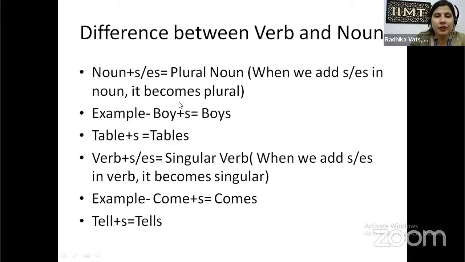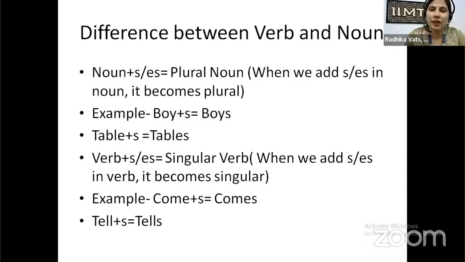Now you can see the example in front of you. Look, boy, we know that it's a noun. When we added s here, what did it become? It became boys. So boy is singular and boys is plural. Same happened with table. We added s and it becomes tables, right? So table is singular, tables is plural. We have always learned chair, chairs, knife, knives, plate, plates, fan, fans. So whenever we add s or es, we consider that now our plural noun is there. With the same thing, a plural subject is formed.